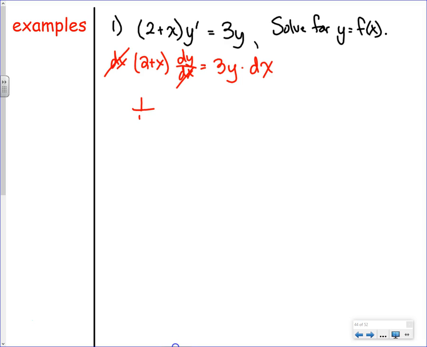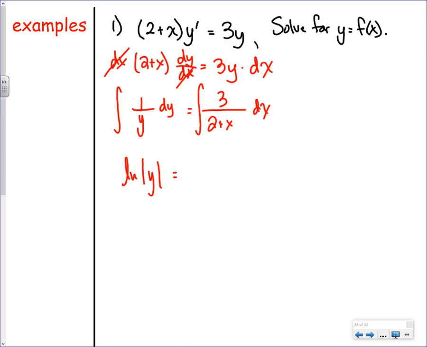Now for simplicity's sake, I'm just going to move the y, not the 3. Leave the 3, and then move the 2 plus x. Does that look pretty legal to you guys? I don't need my ln yet until I go to take the integral. But you're seeing where I'm going, right? Yes, because 1 over y does integrate to be ln of absolute value of y, right? Now, struggle over here.